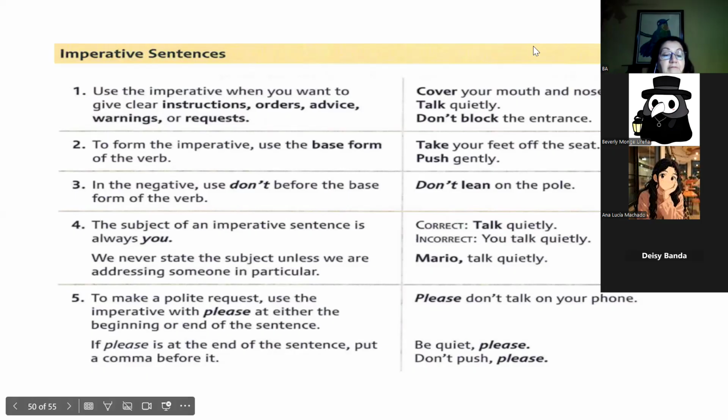Okay, number 5. To make a polite request, use the imperative with please at either the beginning or end of the sentence. If please is at the end of the sentence, put a comma before it. Please don't talk on your phone. Please be quiet, or be quiet, please. Don't push, please. Okay? So these are the different forms of the imperative sentences. If you want to look for examples, there are plenty of examples of imperative sentences in the readings when we're talking about instructions or rules.